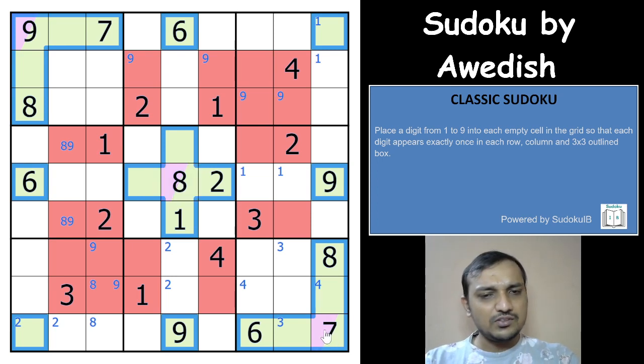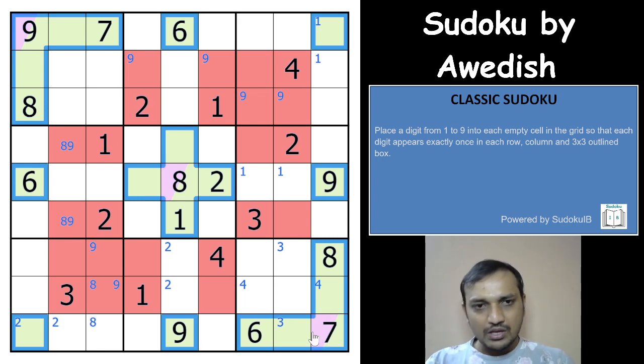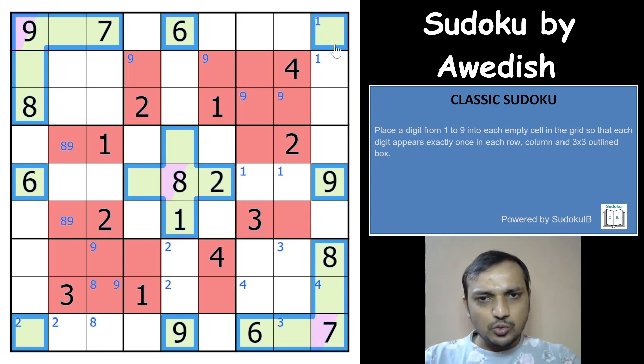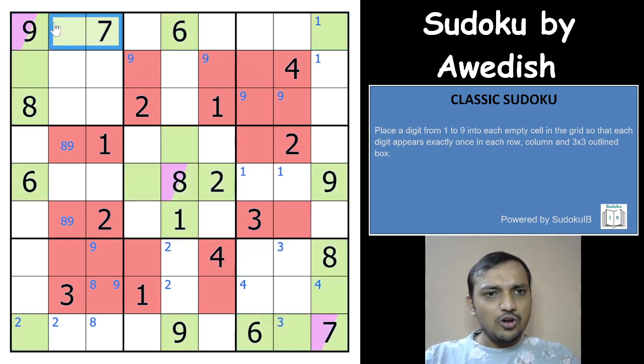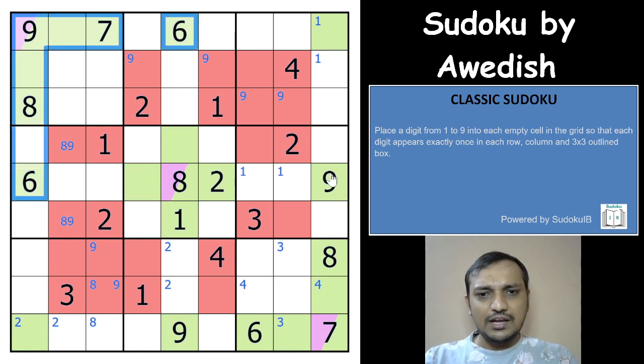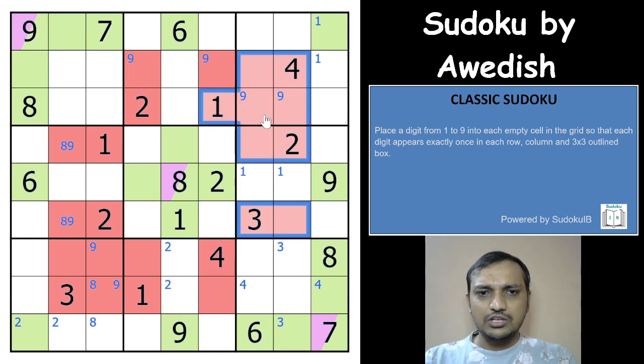So 21 plus ones each of 9, 8 and 7 gives you 24. So which means these 24 cells will always have to be equal to these 24 cells. Now if you see here, all of the green cells are given with 9, 8, 6 and 7, but all of the red cells are given with 1, 2, 3 and 4.